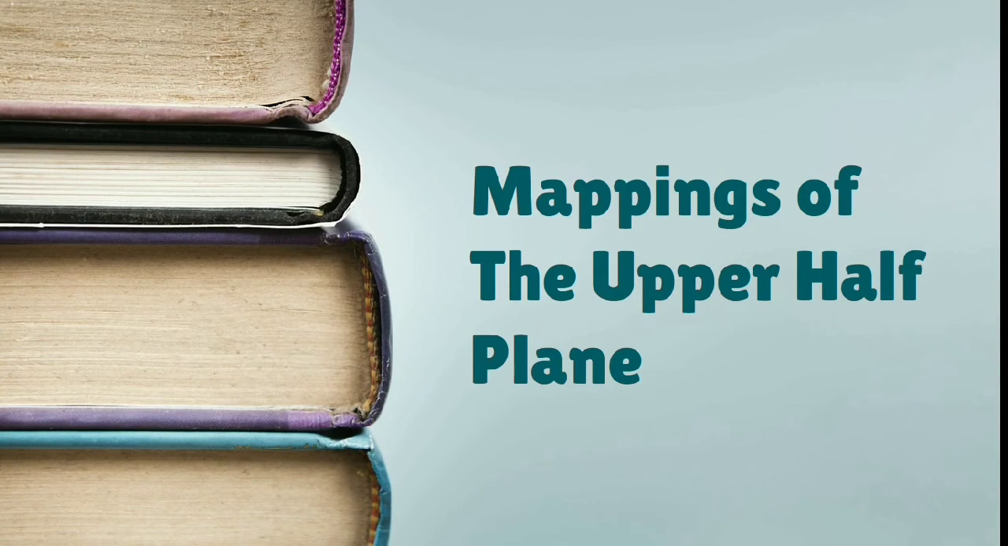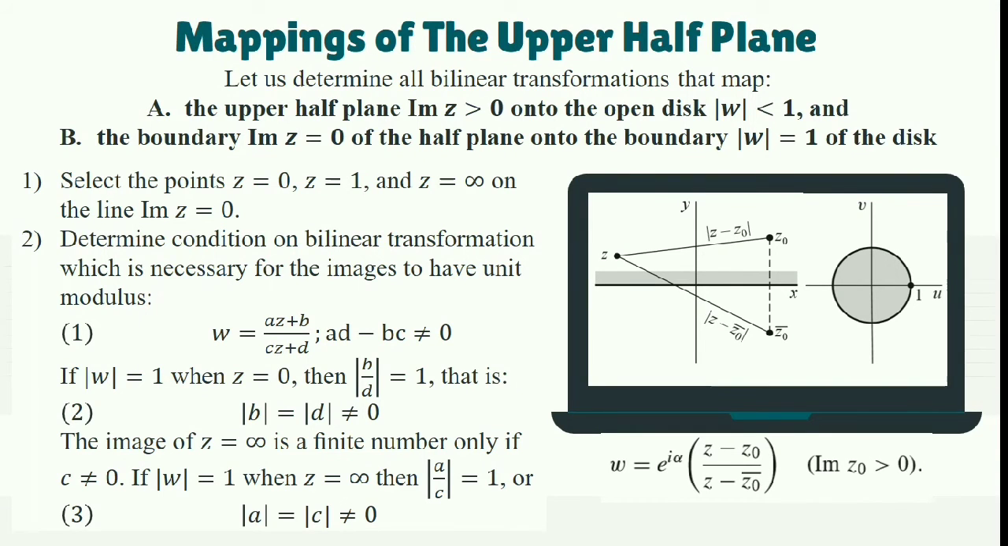The next material is about the mappings of the upper half plane. Let us determine all bilinear transformations that map the upper half plane, imaginary part of z positive, onto the open disk, absolute value of w less than 1, and the boundary of the half plane, imaginary part of z equal to 0, onto the boundary of absolute value of w equal to 1.